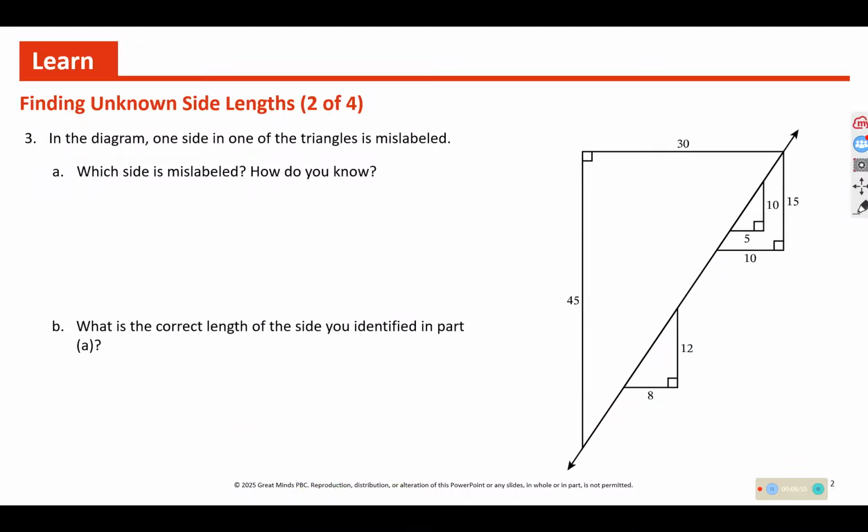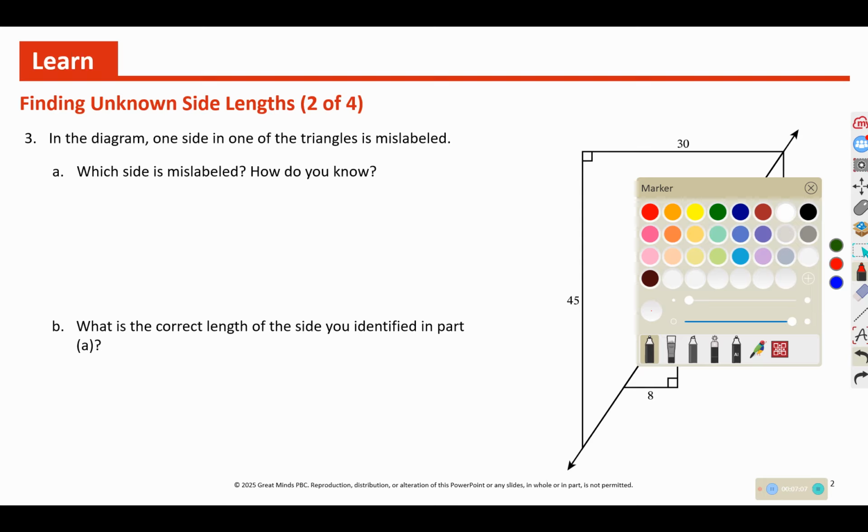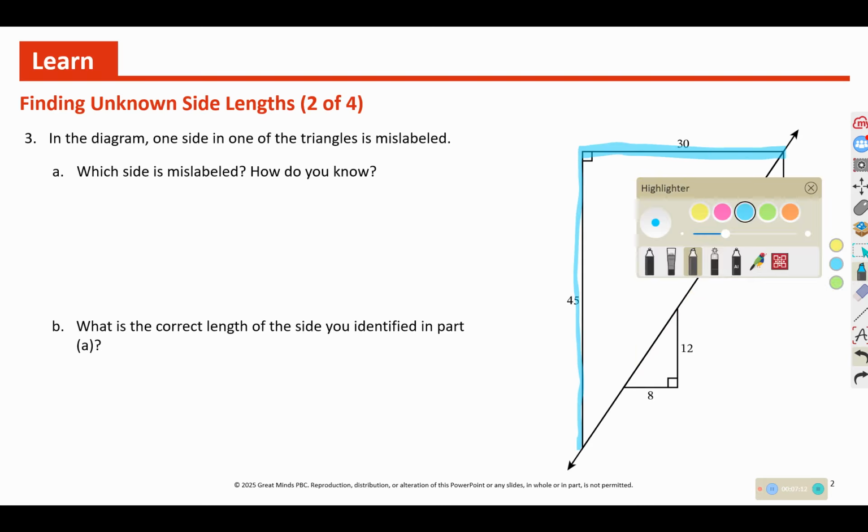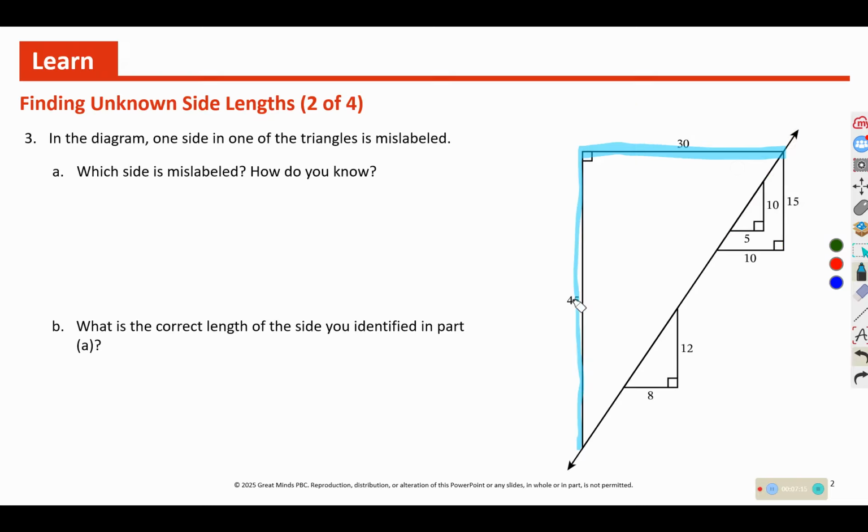In the diagram, one side in one of the triangles is mislabeled. Which side is mislabeled? How do you know? Well, let's look at the height to base ratio. I'll try and keep them color coordinated. So in this one, the height is 45 and the base is 30. Both of those have multiples of 15. 15 fits into 45 3 times and into 30 twice.